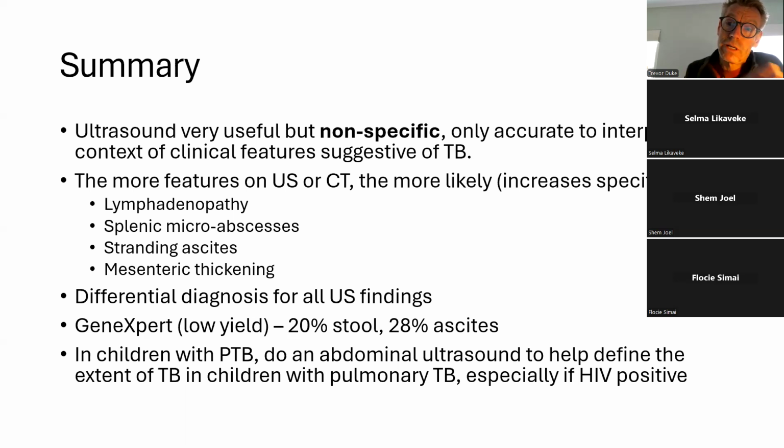So it is useful. Remember, I showed that study from South Africa at the start, where quite a high proportion of children that just had pulmonary symptoms also had abdominal findings on their abdominal ultrasound. And that's especially the case if a child's got HIV. If they've got HIV, TB co-infection, they're more likely to have abdominal features on their ultrasound. And especially those splenic micro-abscesses are not always, but more likely to be a feature of HIV-related abdominal TB. So that's all I wanted to say today.